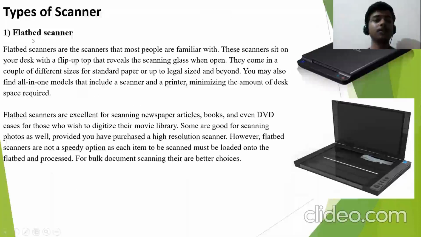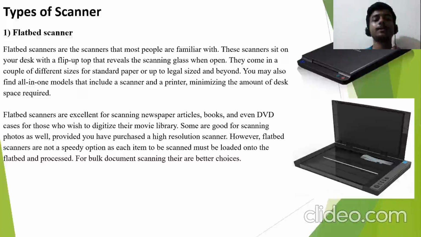Now, types of scanners. First, flatbed scanners. Flatbed scanners are the scanners that most people are familiar with. These scanners sit on your desk with a flip-up top that reveals the scanning glass when open. They come in a couple of different sizes for standard paper or up to legal sized and beyond. You may also find an all-in-one model that includes scanner and printer, minimizing the amount of desk space required.